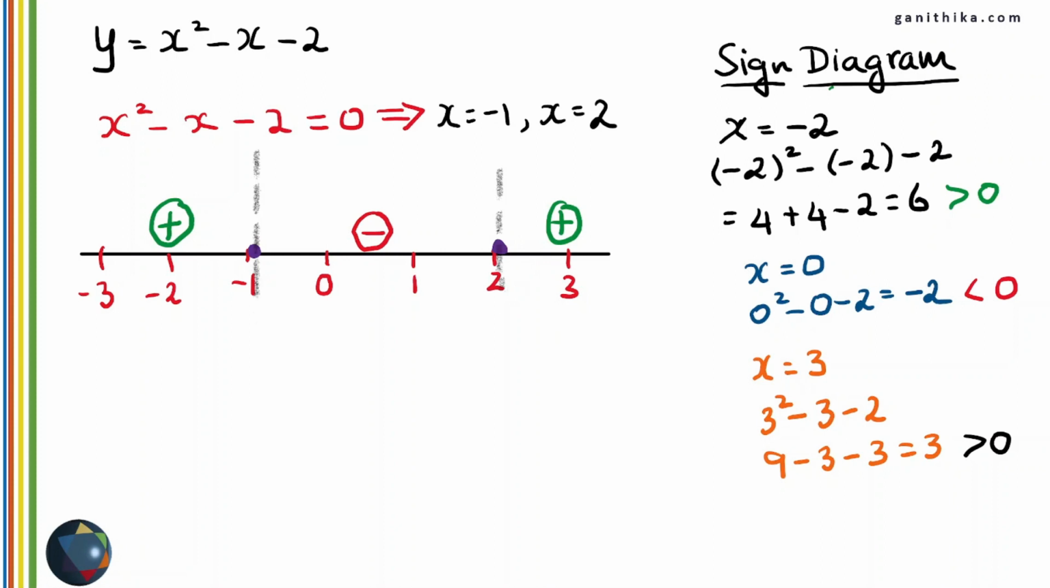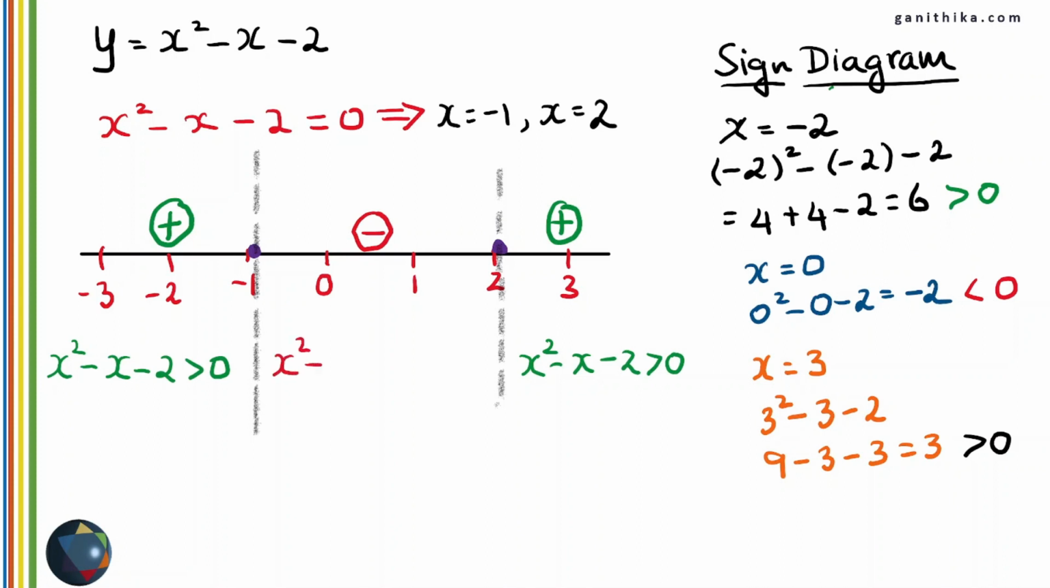So you can split the number line into 3 parts: positive, negative, and positive. In this case, there are 2 positive areas and 1 negative area. The negative area is in between the roots and the positive areas are on either side of the roots. So these 2 sides of the roots give you a positive value of the equation, whereas this area gives you the negative value of the equation.